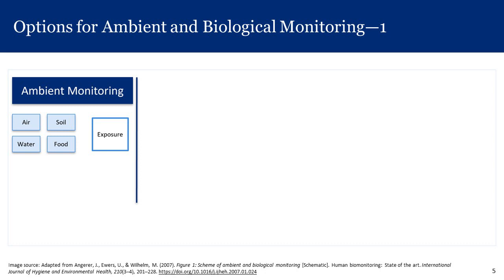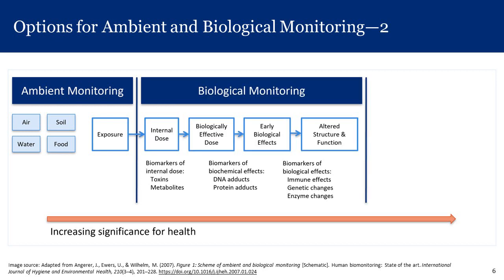If we think about different kinds of monitoring, we might think about ambient monitoring, right? So air monitoring, water monitoring, potentially in soil or food, although I'll say air and water tend to be a little bit more typical in an occupational setting. But if we get into biological monitoring, we're thinking about biomarkers of internal dose like toxins or metabolites, or biologically effective doses. We may be looking at DNA or protein adducts. And this is true, for example, for some kinds of viruses.